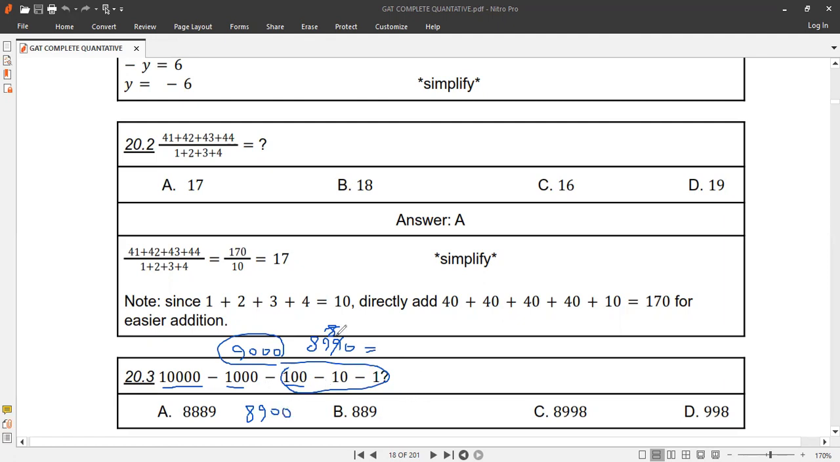Then here we had a mistake. I'm sorry, guys. 8,900 minus 10, 8,890, minus 1. This 90 will become 89. So I want 8,889. The answer is A.